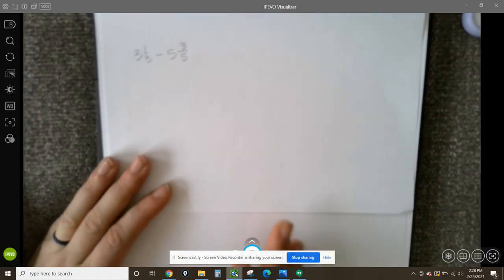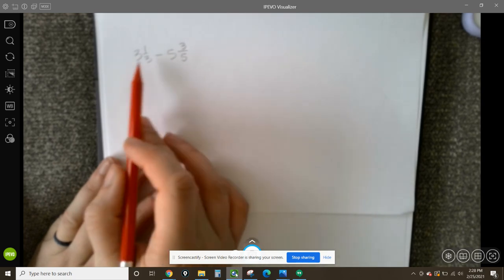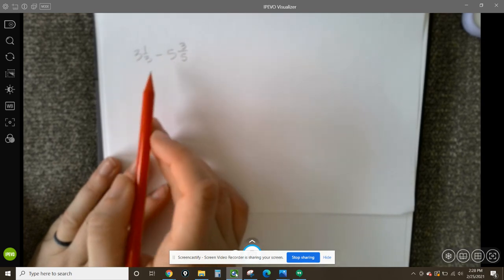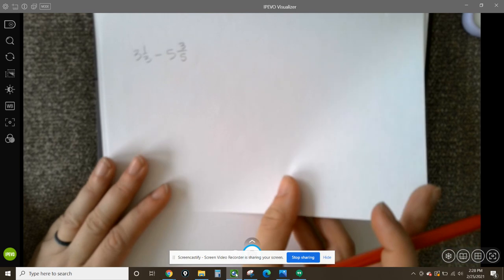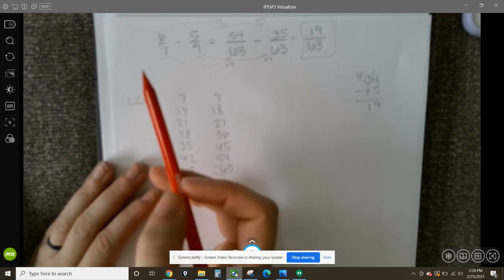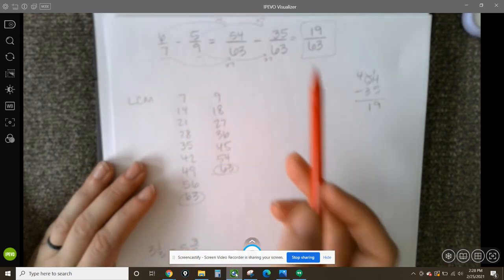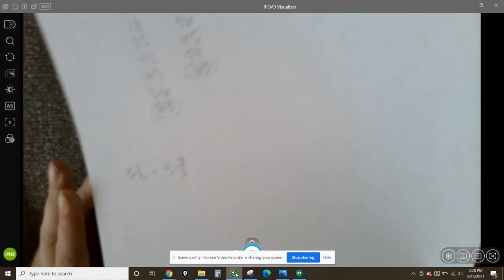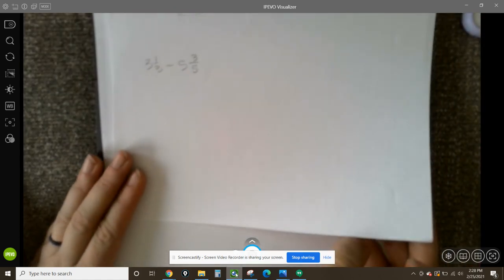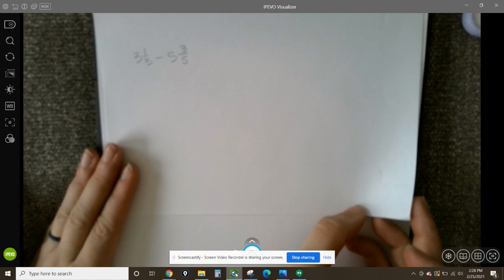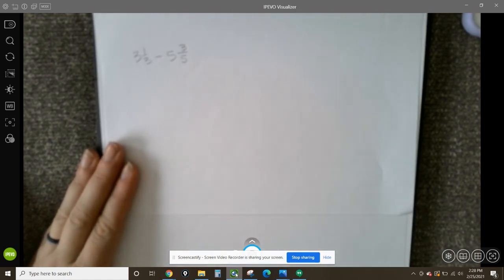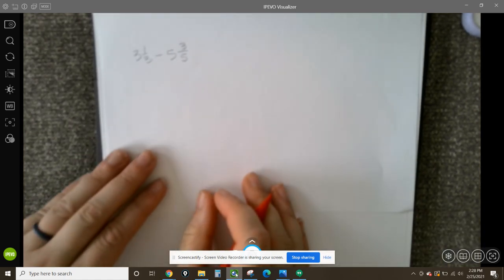Okay, so the first step in subtracting mixed numbers, well, you have two options. You can turn them into improper fractions like this, and then subtract just the way we did there. Or you can leave them in mixed number form. I'll do it both ways, and then you can decide which way you like for the future.